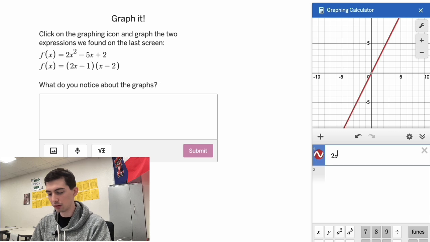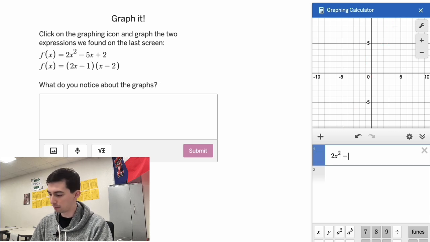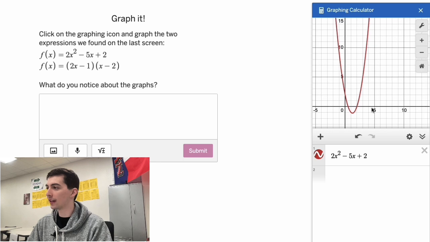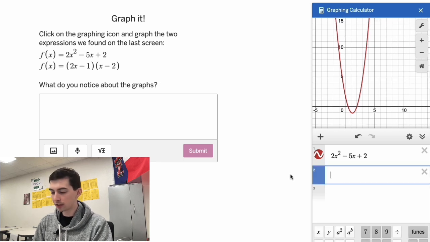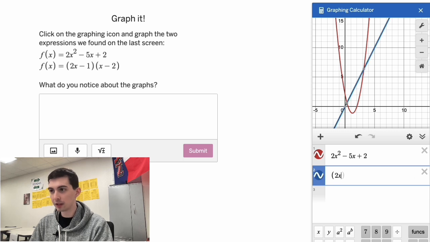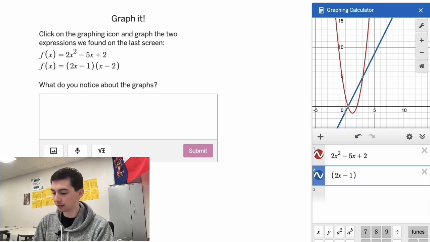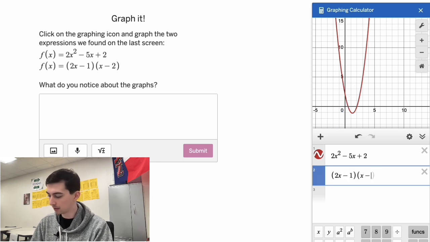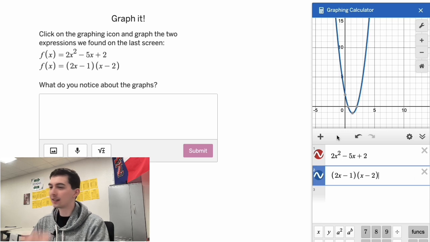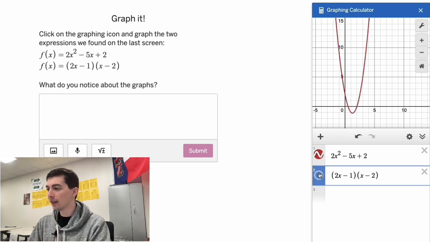So I had 2x squared minus 5x plus 2. And since we have an x squared, we're going to get this quadratic parabola here. Now let's do the second one. We found we could break it down into 2x minus 1 times x minus 2. And I see that I get this blue graph, and the blue graph is the exact same as the red graph. So these two are still the same, just in different forms.